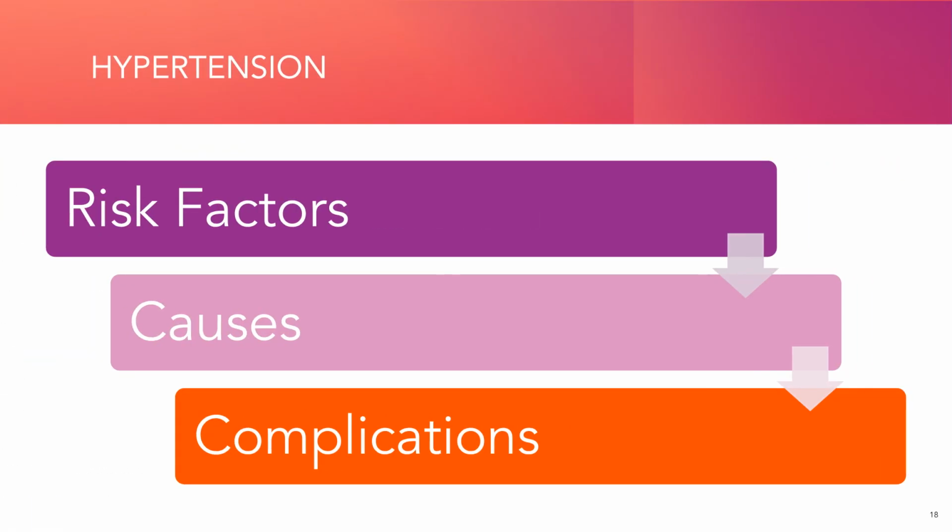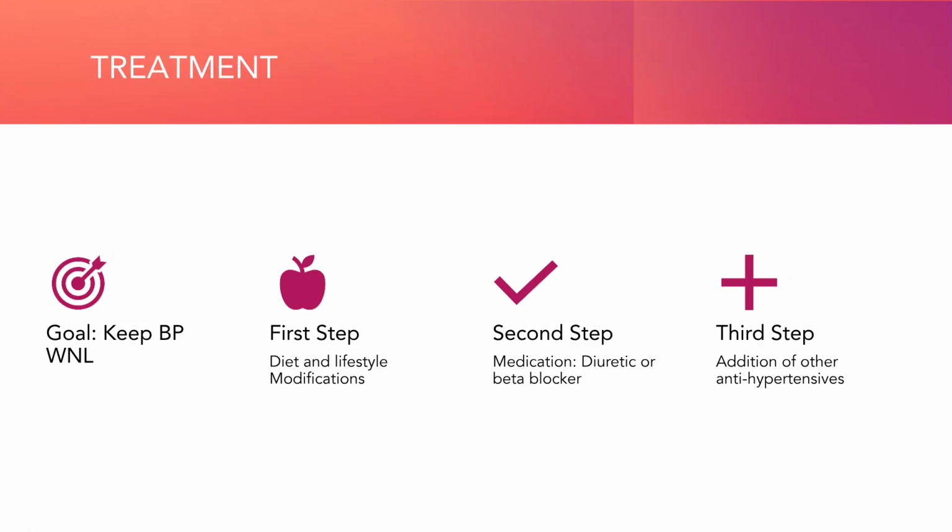We now focus on hypertension, which involves risk factors like family history and smoking. Causes include kidney disease and arteriosclerosis. Complications can range from heart failure to renal failure and CVA. The primary treatment goal for hypertension is to keep blood pressure within normal limits. The first step involves diet and lifestyle modifications. The second step is medication, typically a diuretic or beta blocker. The third step involves adding other antihypertensives.